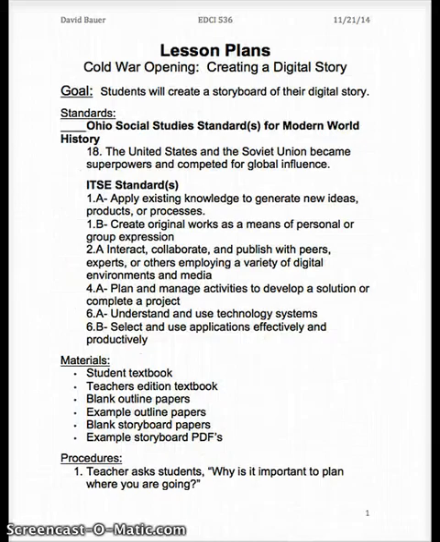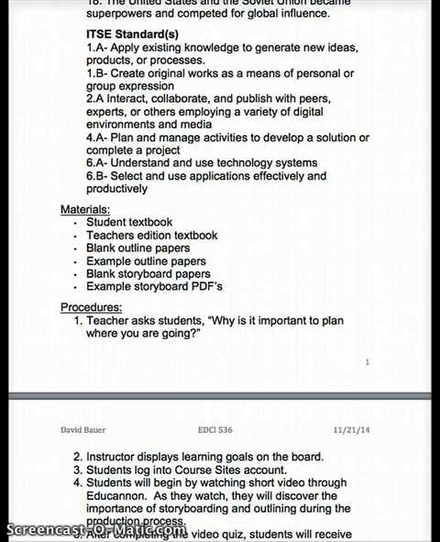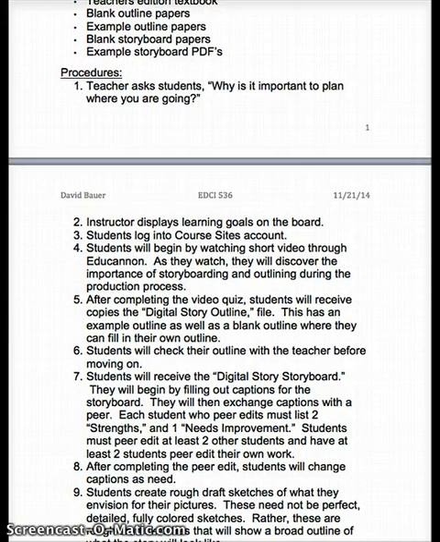I'm now going to show you the lesson plan and the materials that I created for the implementation of this lesson. This lesson plan is what an instructor would use. It outlines and details the goals, the standards that are used, the materials that are used, and then it goes into showing what procedures would take place.